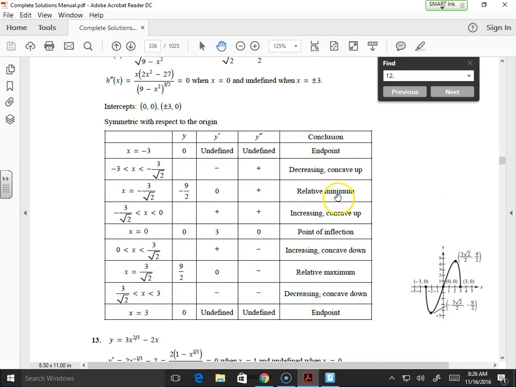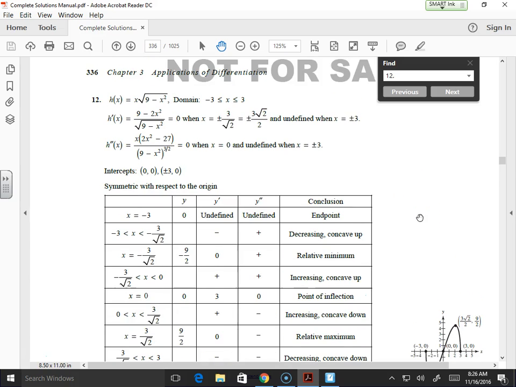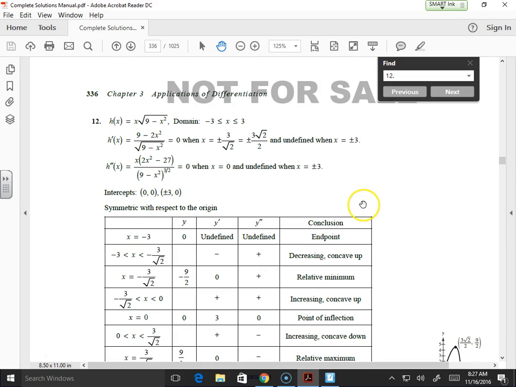My 14 identifies isn't that bad after all, by the way. Okay, let's figure out what's going on, though. First of all, we have intercepts, right? We have x, y intercepts of 0, 0, and we have x intercepts of plus or minus 3 and 0. That's for number 12. You have critical numbers.